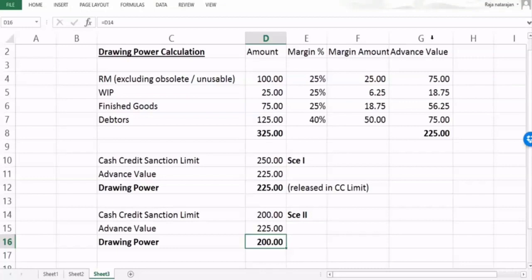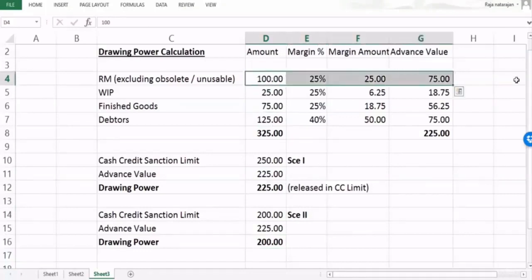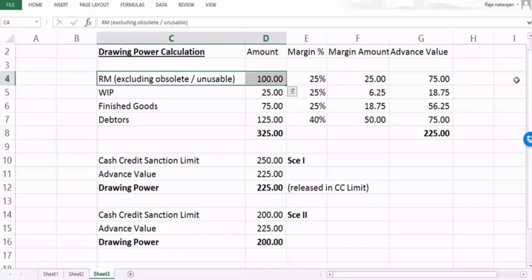Now in this drawing power calculation we have to keep two more things in mind. When the raw material is taken into consideration, we have to ensure that this raw material stock does not include any unpaid materials. Because it is possible that you purchase raw material on credit and you don't pay for it, but you keep it in inventory and show it to the bank and get a loan. That should never happen. So if there is any raw material included in this for which the amounts have not been paid, it means they are still on credit, then they have to be deducted.